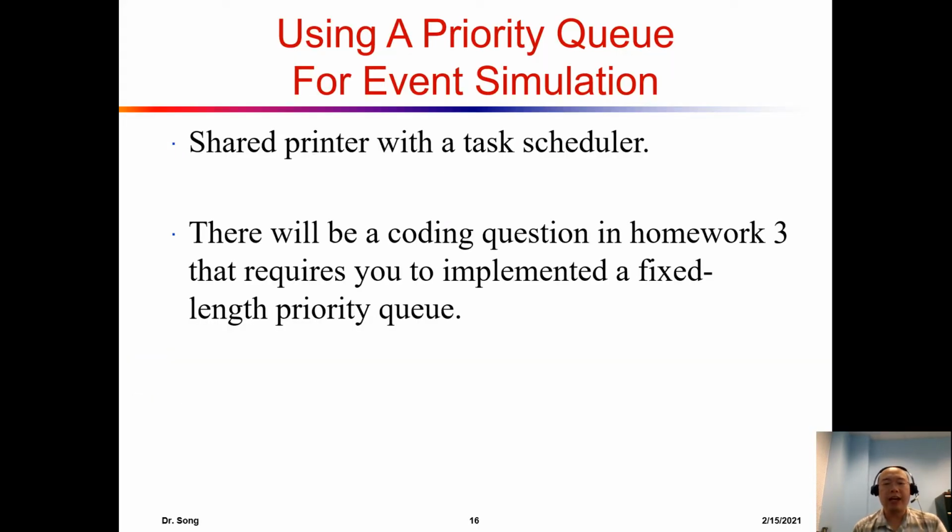Let's go back to the lecture notes. There will be a coding question in homework 3, and in that question you will be required to implement a fixed length version of the priority queue. Okay, so this will be the task for homework 3.